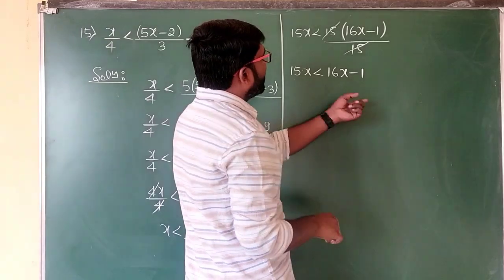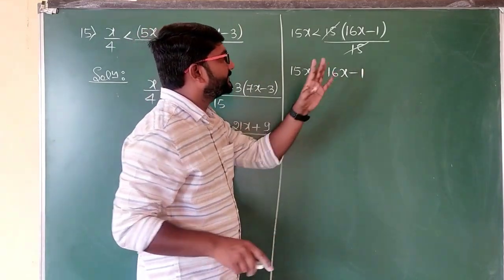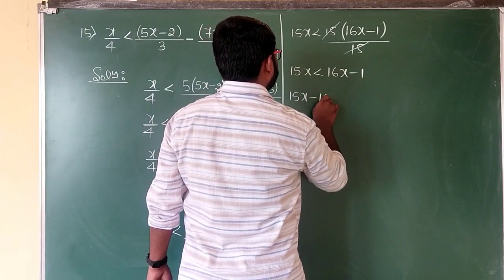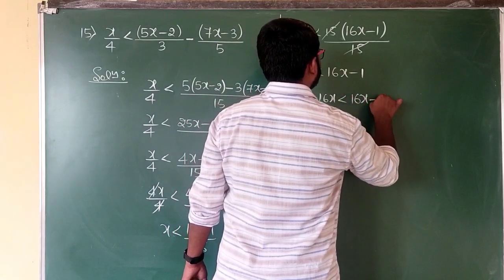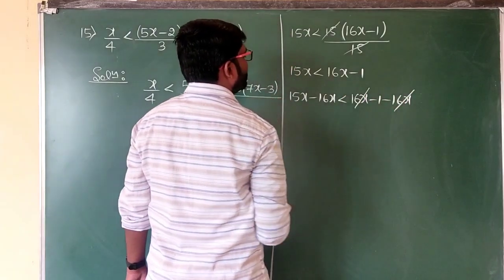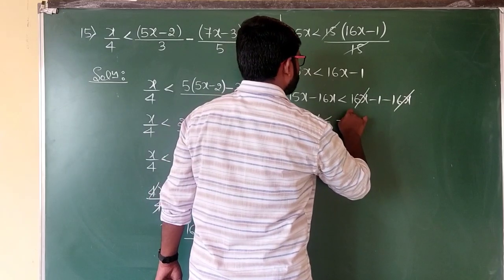Now we will have to eliminate 16x. Let us subtract 16x from both sides of the inequality: 15x − 16x, and then less than 16x − 1 − 16x. So these two get cancelled. Here we have −x less than −1.